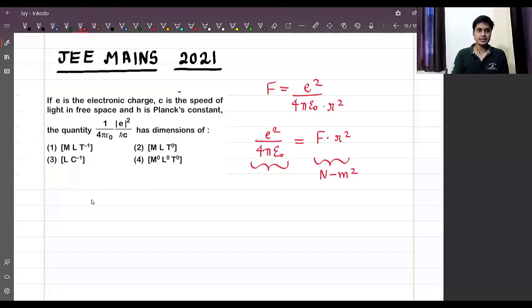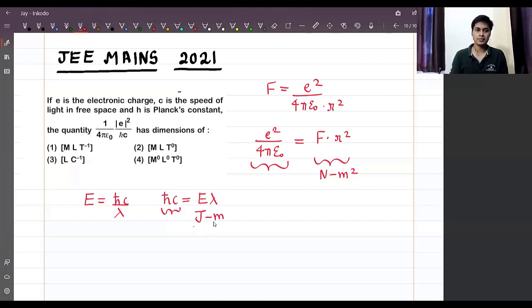And then hc, I know that energy is hc by lambda. So if I want to write the unit of this hc, it will be unit of energy into unit of lambda. So unit of this quantity will be joules into meter. Joules is Newton into meter, since work done is force into displacement. So this becomes Newton into meter squared.